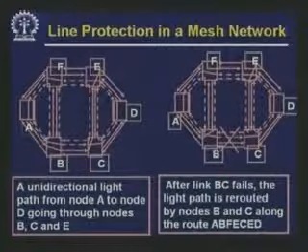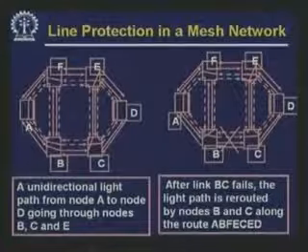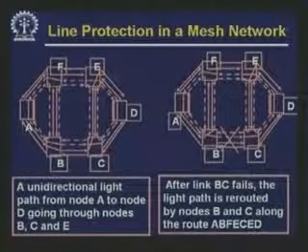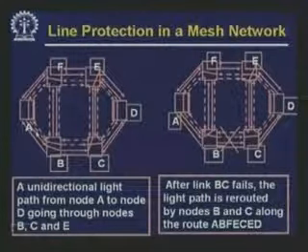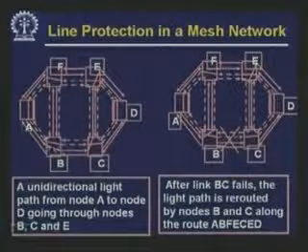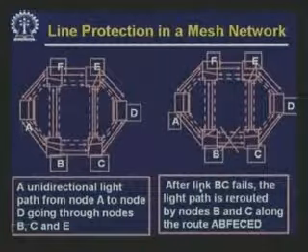So some more cases, line protection in a mesh network. So what we have is a unidirectional light path from node A to node D, maybe going through nodes B, C and E. So A to D, we are talking about this path, A to B to C and then to E.